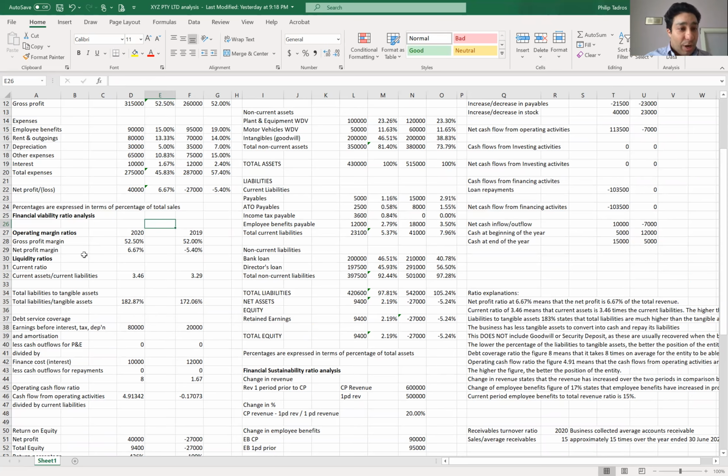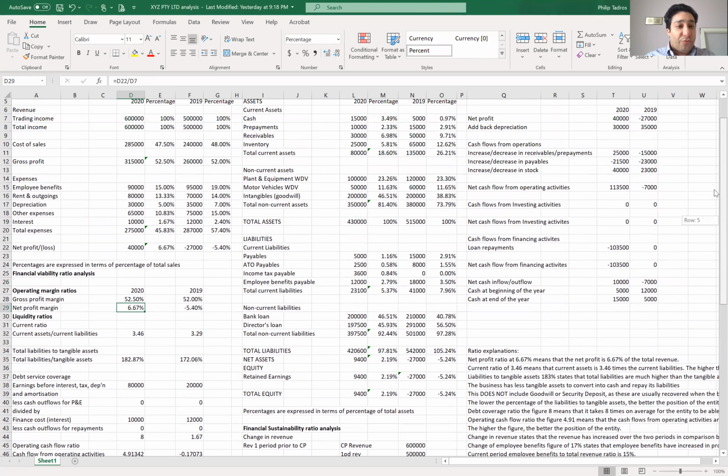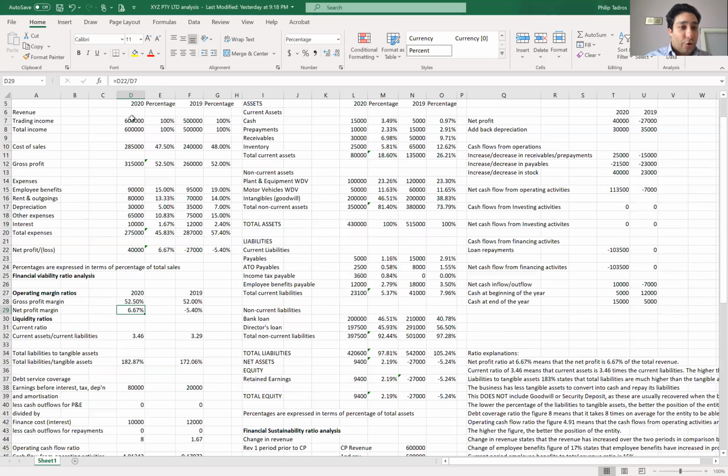So we look at some operating margin ratios, and the most common ratio used in a business is the net profit margin. It's the very simplest formula to calculate. You get your net profit and then you divide it by the total income and then multiply by 100. So in 2019, the company had a loss, which meant the net profit margin was minus 5.4%. But in 2020, the business turned it around and got a net profit margin of 6.67%.